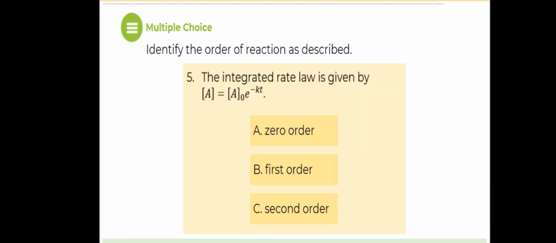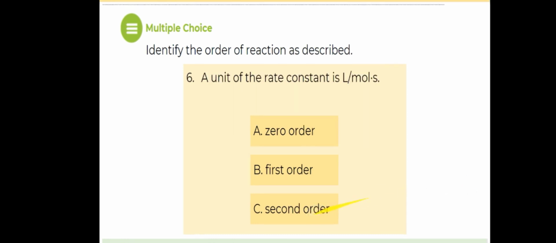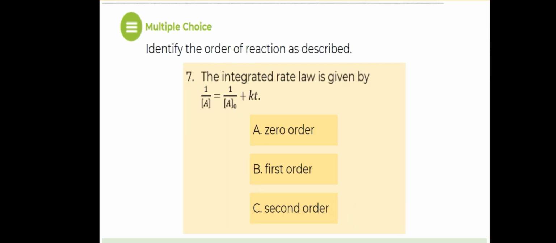Identify the order of reaction as described. The integrated rate law is given by concentration of A equals initial concentration of A times e raised to the exponent negative kt. Identify the order of reaction as described. A unit of the rate constant is liter per mole second. Identify the order of reaction as described. The integrated rate law is given by 1 over the concentration of A equals 1 over the initial concentration of A plus kt.